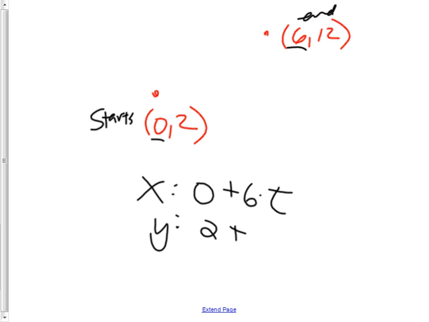Oh, wait a minute. This one's different, though. Don't say to 12. How much did it go up? 10 t. There's your two directions that you'd need. It's your two equations. It's now parametric.